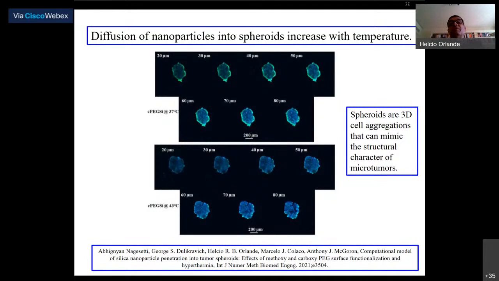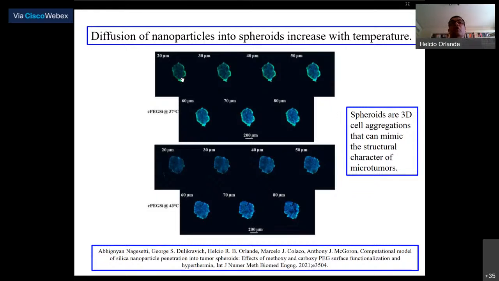Before I finish, let me mention that some recent experimental results of McGoran have revealed that the diffusion of the nanoparticles into spheroids increases with temperature. Spheroids are three-dimensional cell aggregations that can mimic the structural character of microtumors. A fluorescence technique was used to indirectly measure the concentration of the nanoparticles in the spheroid.